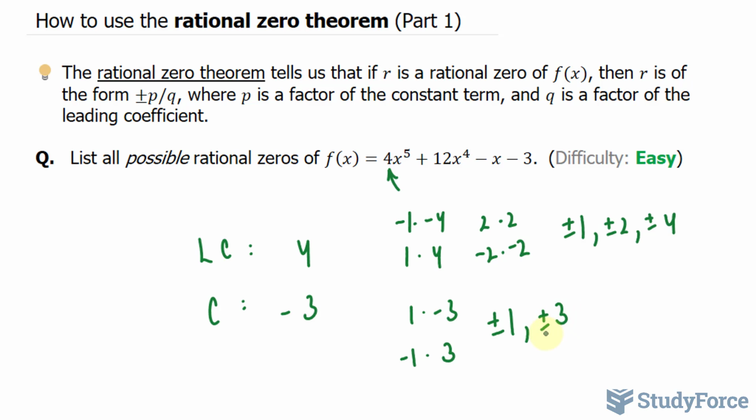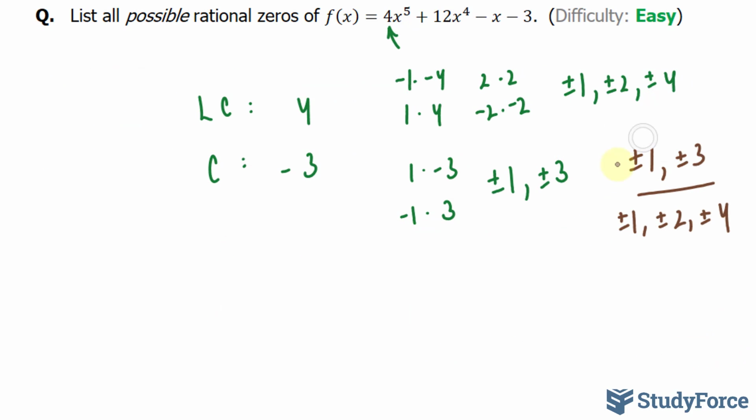Now, according to the rational zero theorem, what we're supposed to do next is divide the possible rational factors of the constant by those of the leading coefficient. So I'll take plus or minus 1 and plus or minus 3 and divide them by plus or minus 1, plus or minus 2, and plus or minus 4. We have to find all the possibilities here. Let's begin with this possibility.